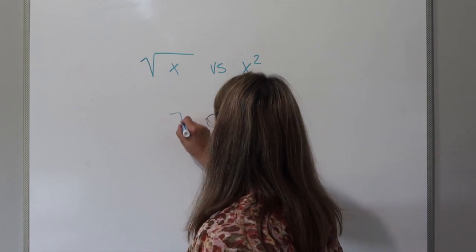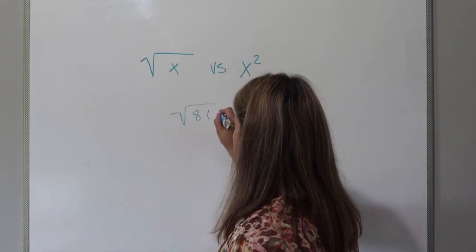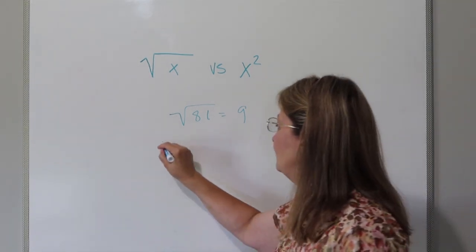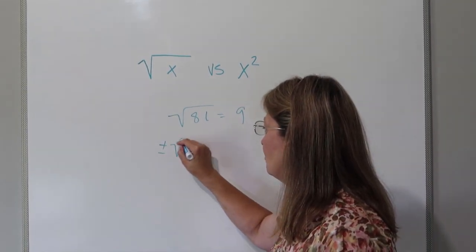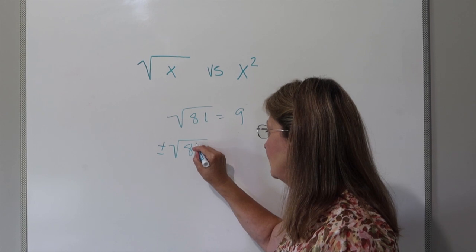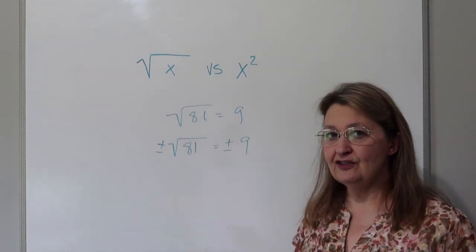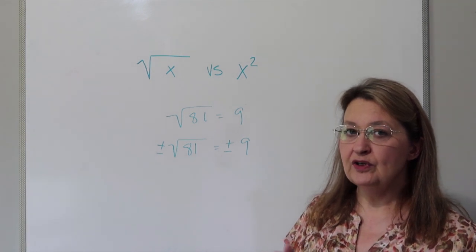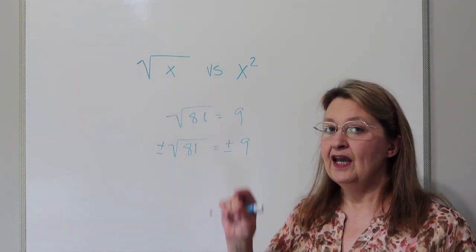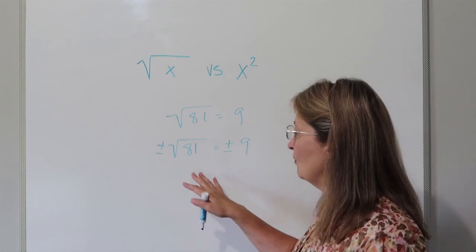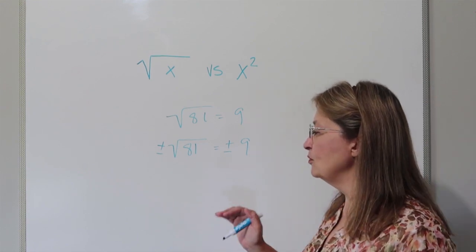So if your problem says square root of 81, then you can just put 9 for an answer. But if your problem has plus or minus square root of 81, then you're going to put the plus or minus in your answer. If you'll think back to when you were using the quadratic formula and you had that plus or minus in there, that meant both roots. But for right now, we're going to be looking at principal roots.